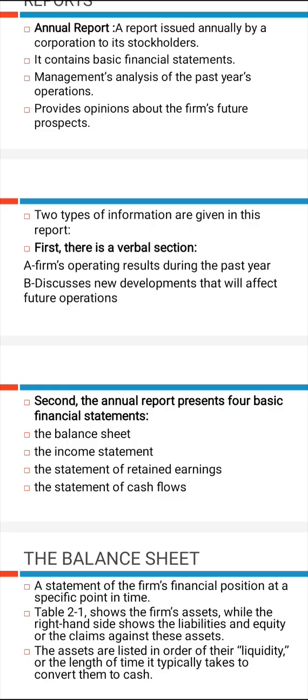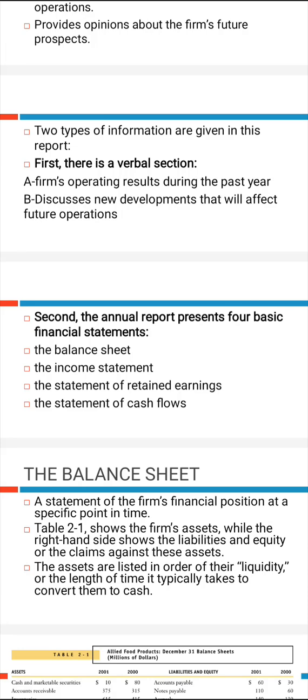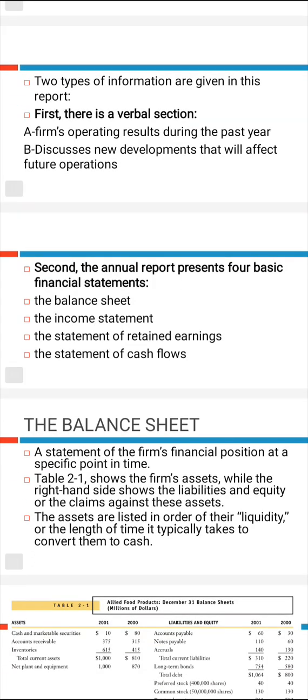The second is that the annual report presents four basic financial statements: the balance sheet, the income statement, the statement of retained earnings, and the statement of cash flows. These are the information presented in the annual report. First of all, the information in the verbal section, and then the information in the form of the financial statements: the balance sheet, income statement, statement of retained earnings, and statement of cash flows.